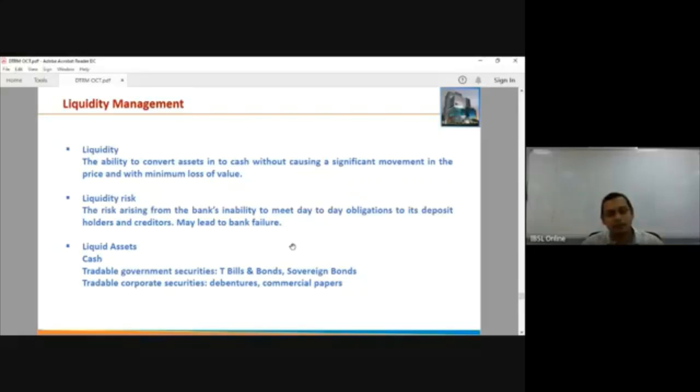So you need to make profit. At the same time, you need to keep a minimum amount of whatever the minimum requirement of liquid assets. So therefore, keeping cash alone will not enable the bank to make profit. And considering that the regulation has defined certain assets as liquid assets, for example, government securities, treasury bills, bonds, and sovereign bonds, and also tradable securities like debentures, commercial papers, short-term papers, interbank placements, right? So those are considered as liquid assets.